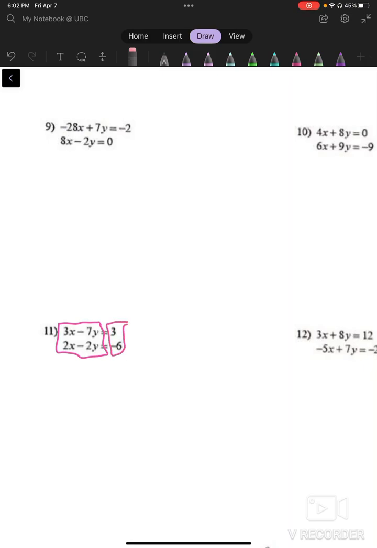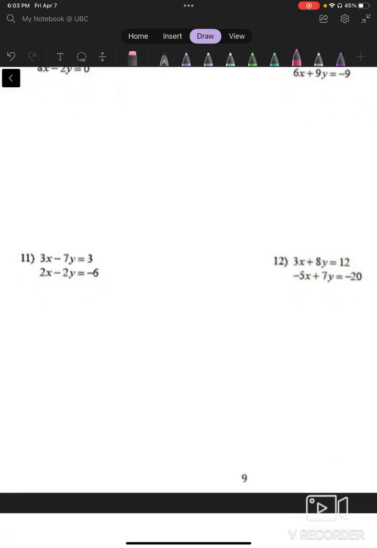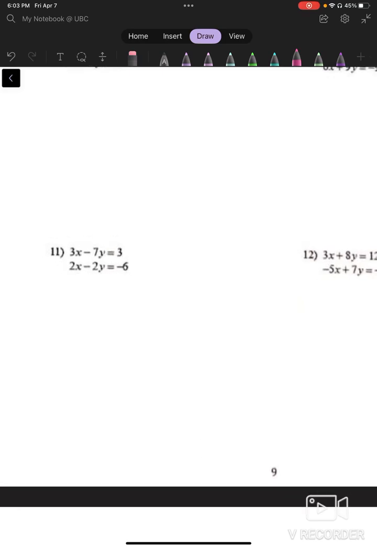But if you had the variables on different sides, it would not give you the proper answer for the problem. So make sure you have the two variables of the equations on the left-hand side like this, and then the constants on the right-hand side.